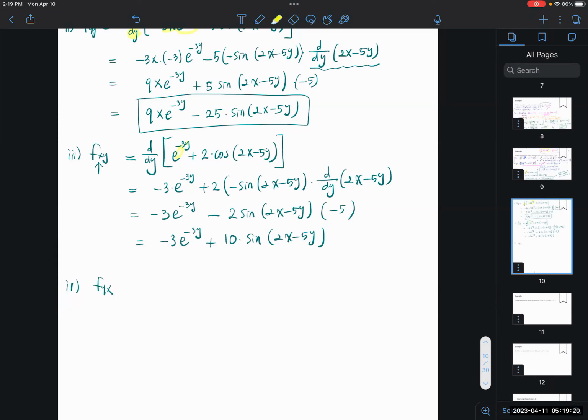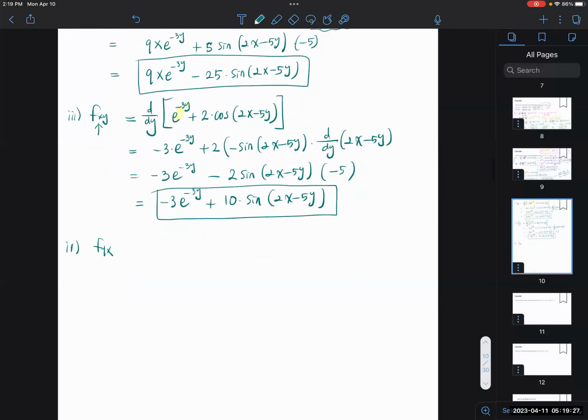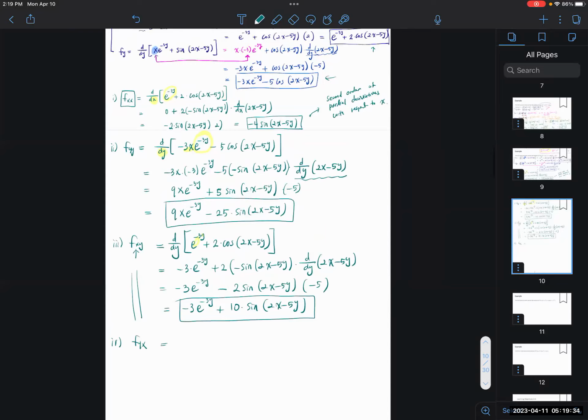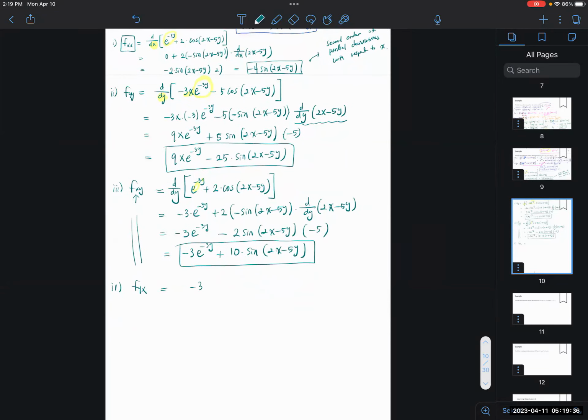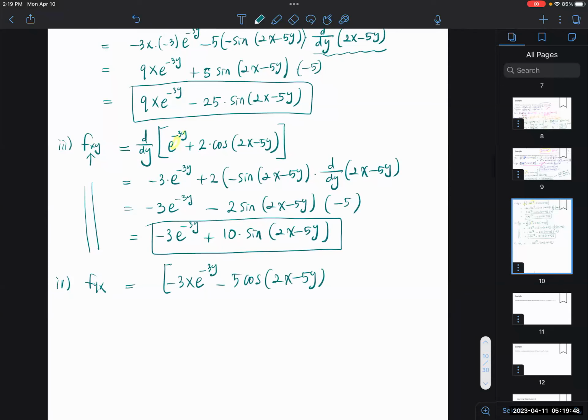So that's the f partial derivative xy. And I told you they're going to be the same answer, but let's double check. We already have a y, so where's y? So y already: negative 3x e to the negative 3y minus 5 cosine 2x minus 5y. Are you following? And here, this is fy, and we are taking the d over dx, the second order.